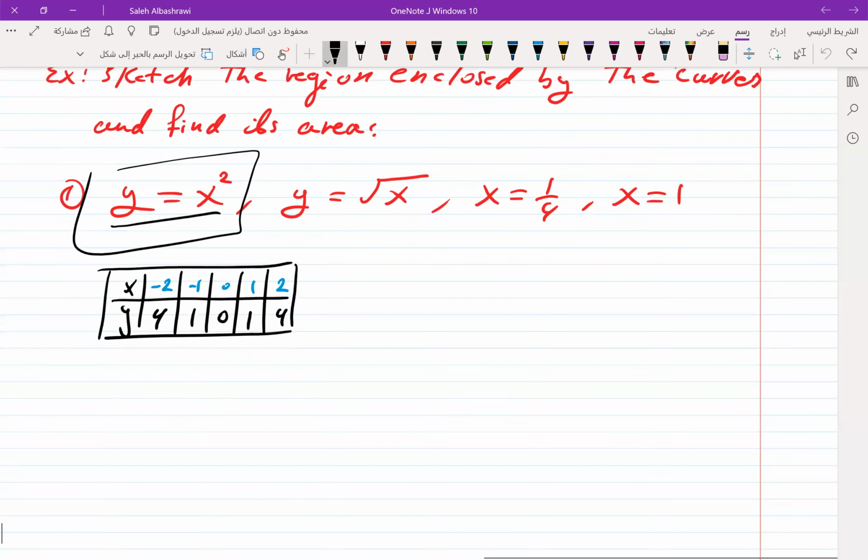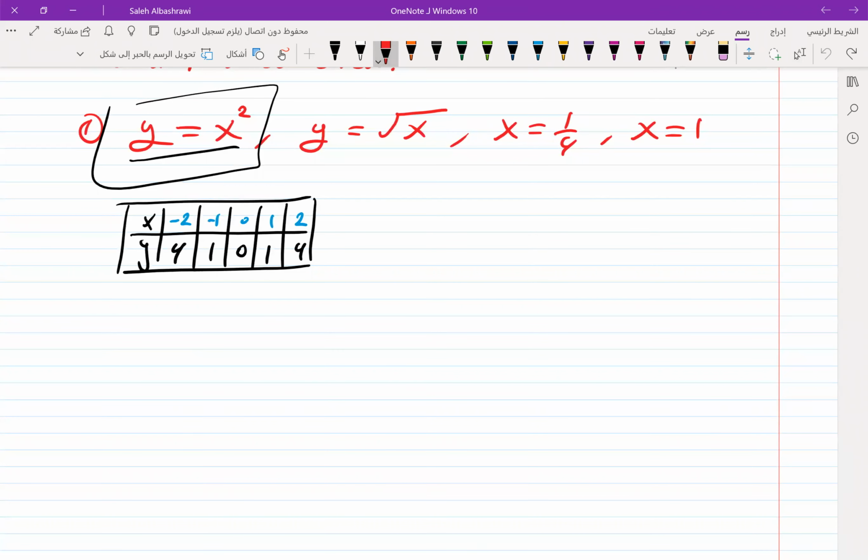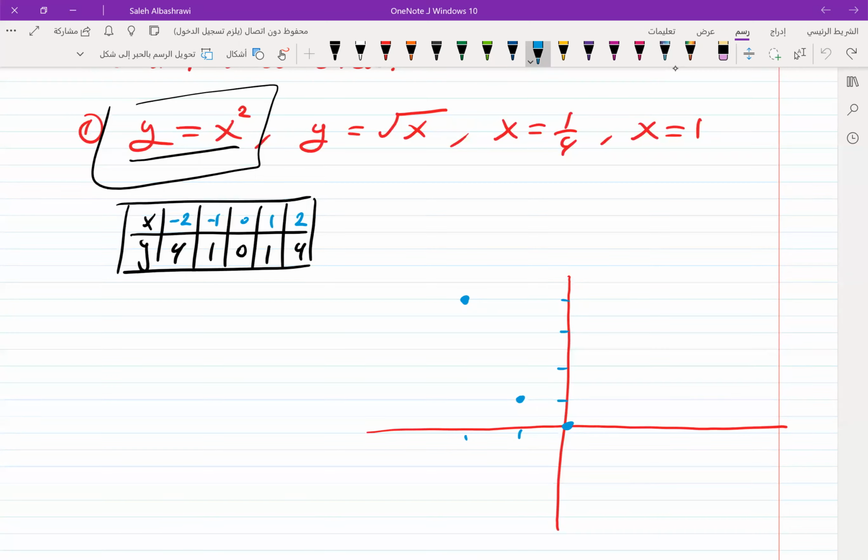We can graph the function. First point, -2 and 4. This is 1, 2, 3, and 4. So this is the first one, -2 and 4. Second one is -1 and 1. Is this one. Third point is 0 and 0. I have 1 and I have 2: 1 and 1, 2 and 4.